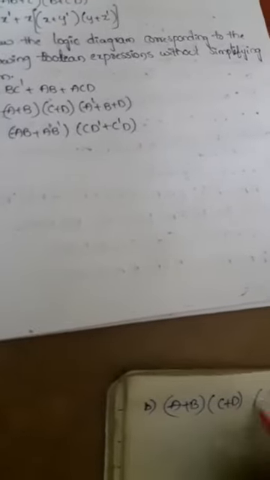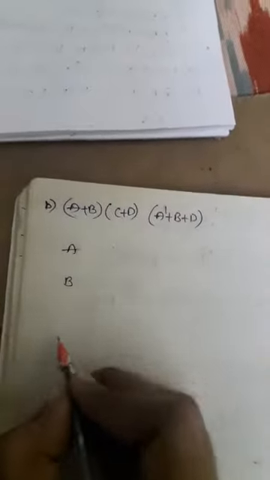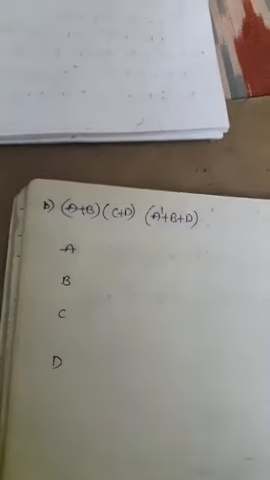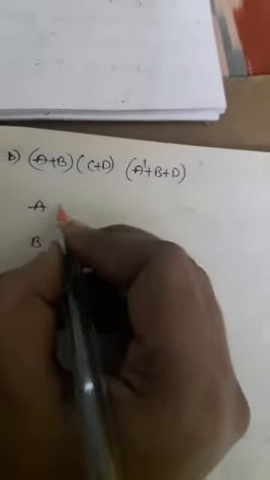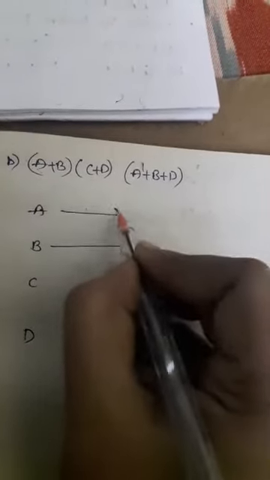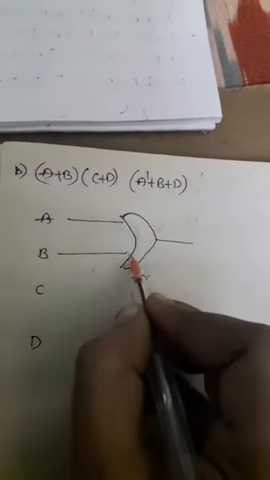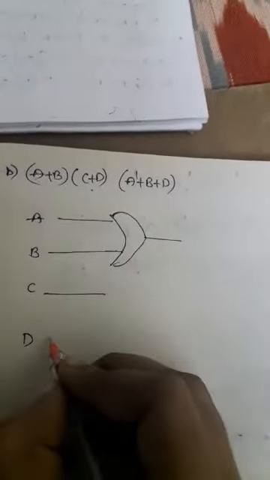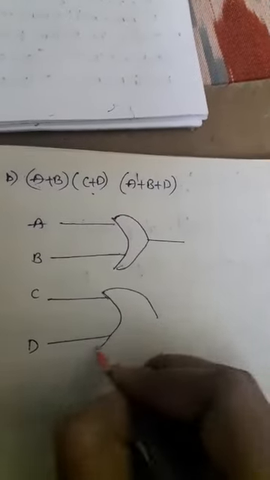The next expression is (A plus B) into (C plus D) into (A complement plus B plus D). Okay, so directly here we'll have the four variables A, B, C and D. For A we'll have the A complement also. First I have to take AB, the first term. In between these two variables we'll have the sum operator, right? Sum means we'll take it as the OR operator. Next, C plus D. In between these two we'll have the OR operator.